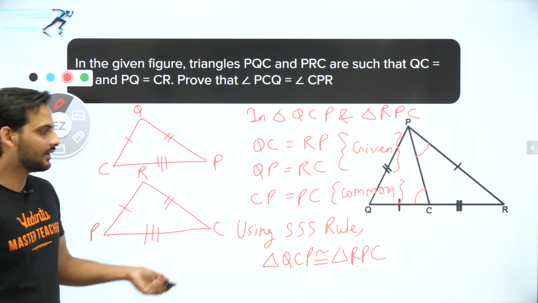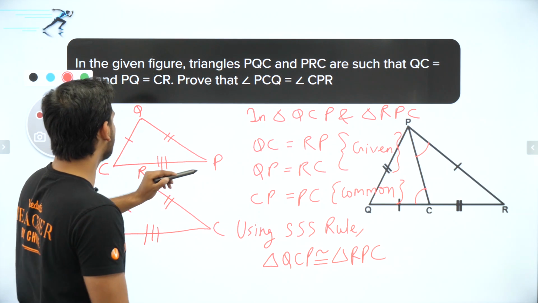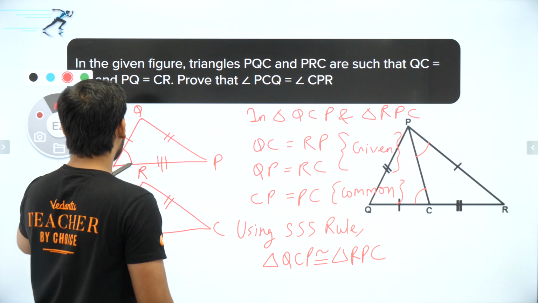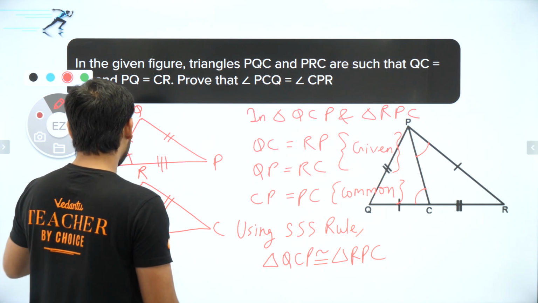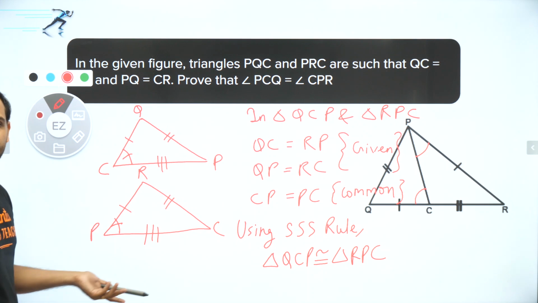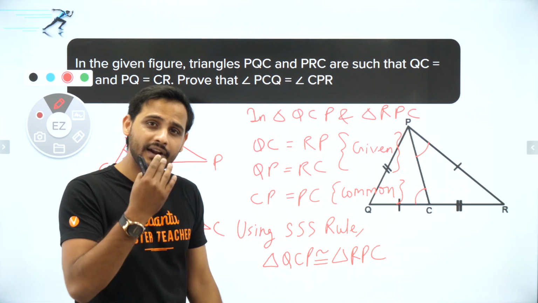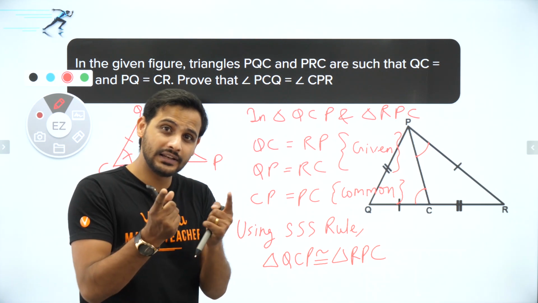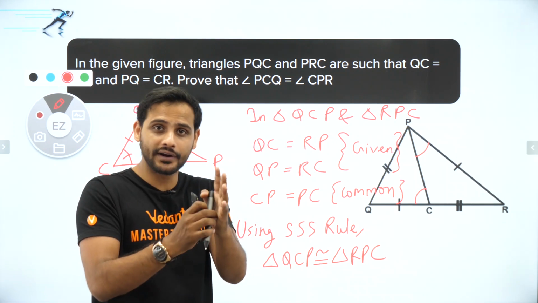Easy question, right? Now once they are congruent, which angle do you want? PCQ. This angle PCQ is equal to angle PCR, directly by CPCT. So by CPCT both the angles are equal. Understood? So this is how you have to think about which triangles to pick, which will give you your desired result. That is very important in these kinds of questions.